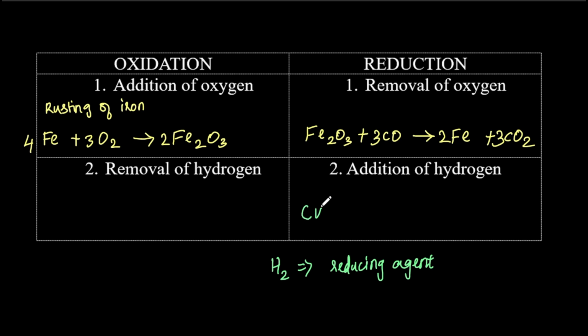Let us see an example. Copper oxide, when it is reacted with H2, oxygen from the copper is removed. Here we are adding H2, so that helps in the removal of oxygen. Here you will get the metal copper and H2 is converted to H2O. So the first definition of reduction is removal of oxygen, and for the removal of oxygen, hydrogen is used in some cases. So we have another definition of reduction as addition of hydrogen. What is the opposite of addition of hydrogen? It is the removal of hydrogen. This removal of hydrogen is considered as oxidation.